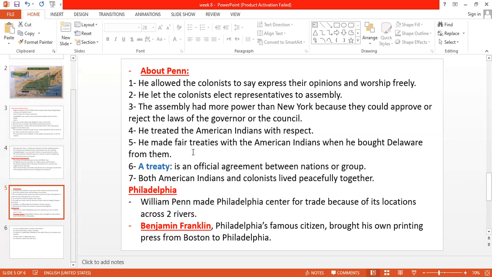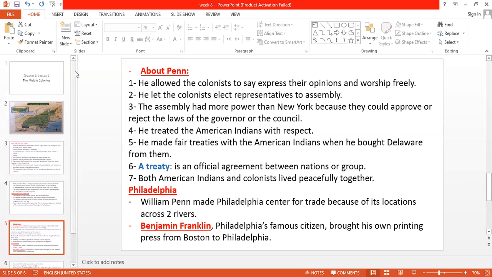This is our lesson today, guys, about the Middle Colonies and how the most famous states in America were established in that time. It's very easy.